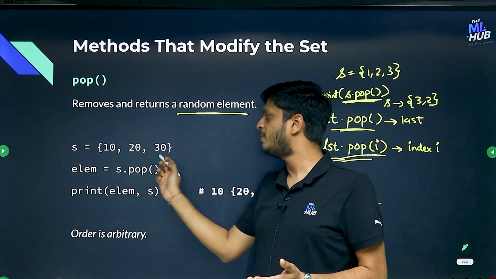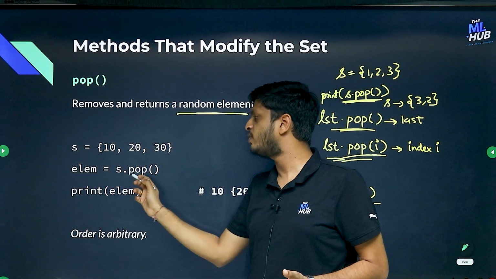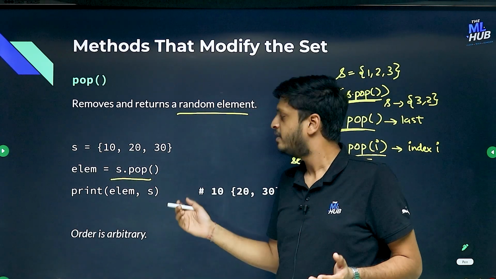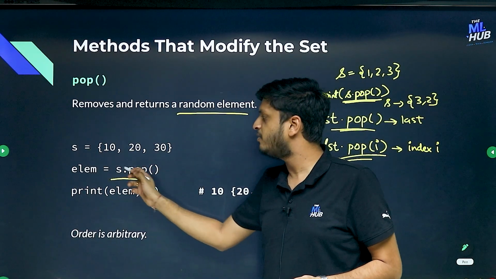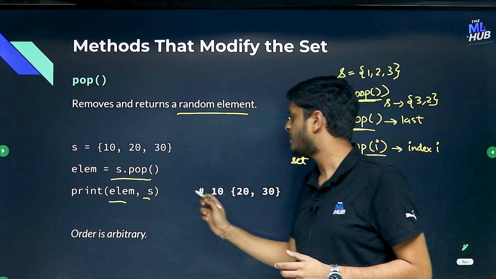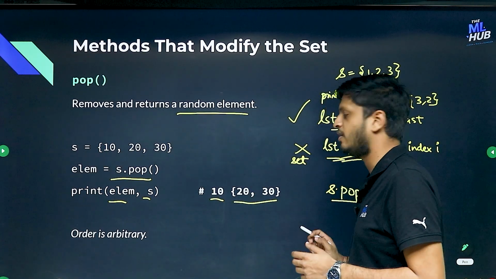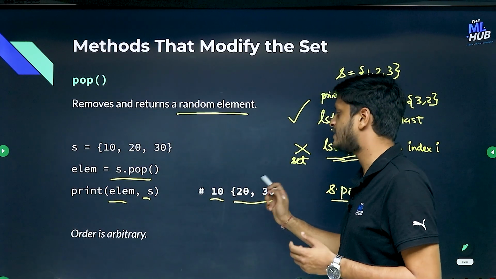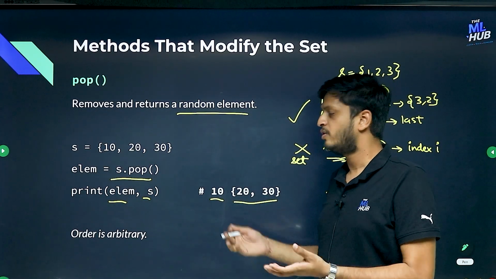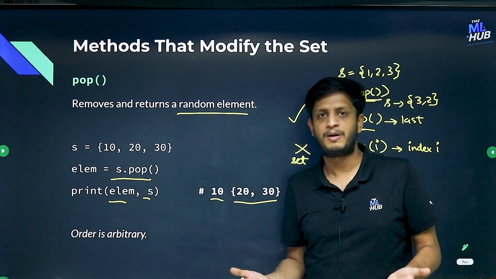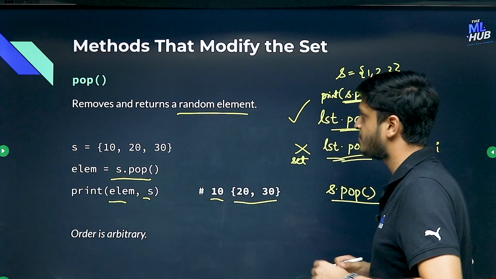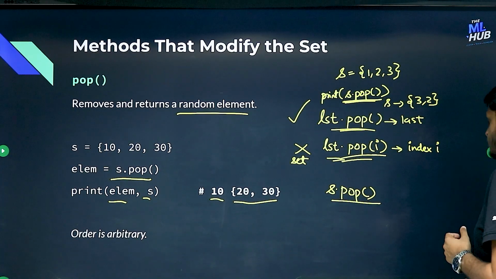So if you have s = {10, 20, 30} and you do element = s.pop(), one element will be removed. You don't know which element it will be, but whatever element was removed is stored in the variable element. Now when you print element and s, you can see which element was removed and what the set is now. Here 10 was removed, and hence the set contains 20 and 30 now. The order is arbitrary. When you apply the pop function, any random element might be removed. When you run it again, something else might happen. This is how the pop function works.